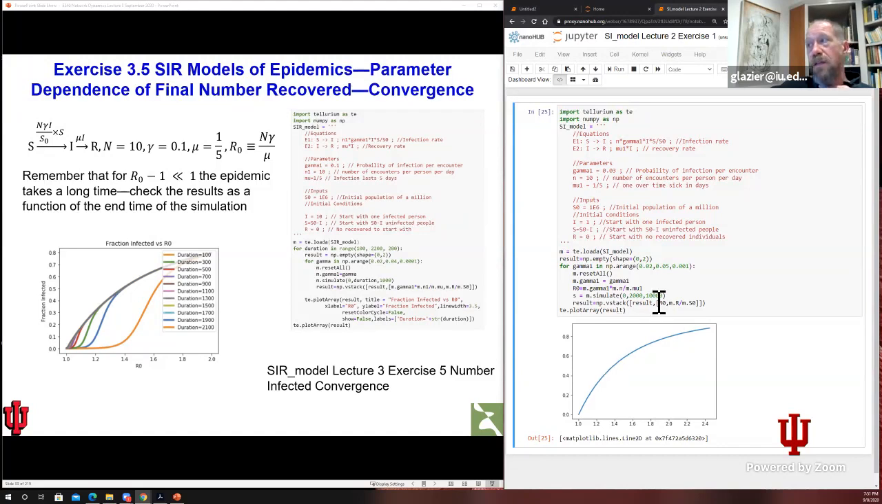So if I didn't think about the convergence of my result by looking at the individual time series, I would get an estimate that for R naught between 1 and 1.2, nobody gets infected. And then the maximum sensitivity to the value of R naught was at R naught 1.5. In reality, the rate at which new people get infected is maximally increasing in R naught when R naught is just above 1.